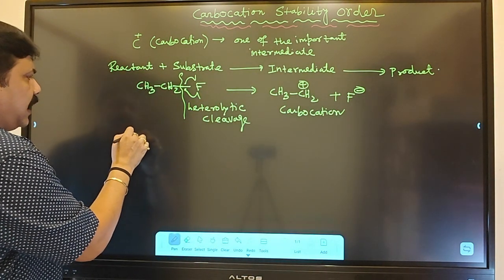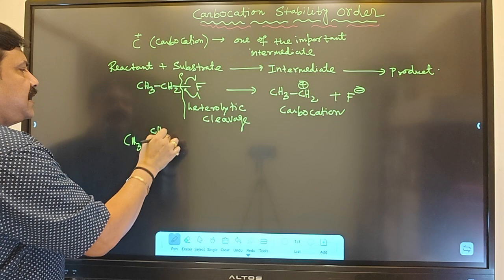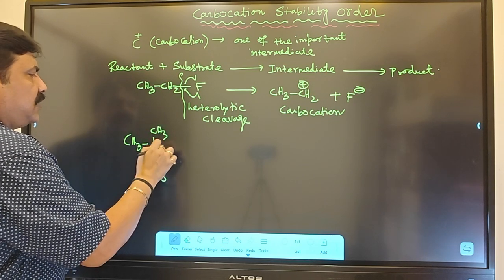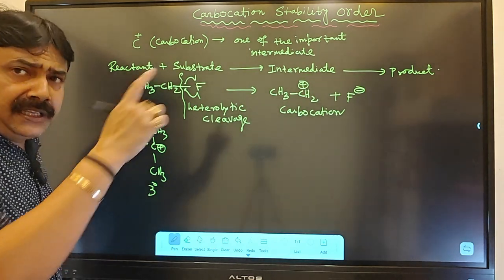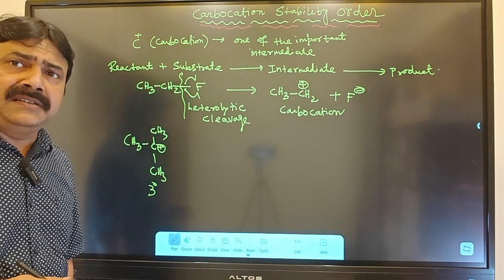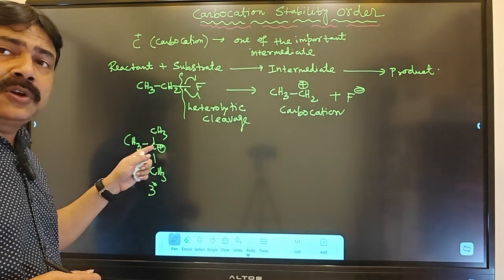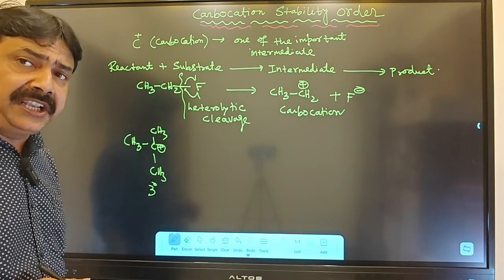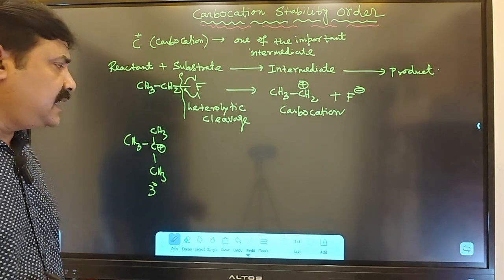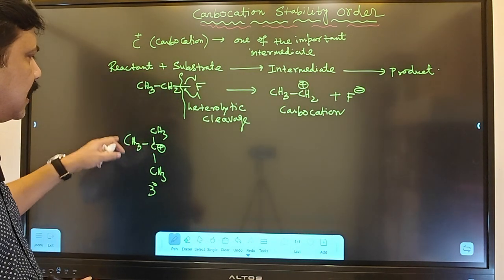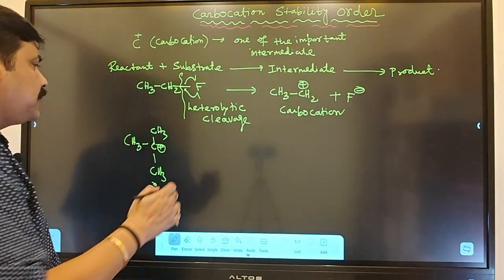Suppose I am saying CH3 and CH3, now this is my carbocation. This is called a 3-degree carbocation. Degrees of carbon, I explain these things in detail. That means whenever this carbocation carbon or designated carbon is attached with 3 carbons, that is called a 3-degree carbon or tertiary carbon. Because you look, this carbocation carbon is attached with 3 other carbons, and that's why it's a 3-degree carbon.